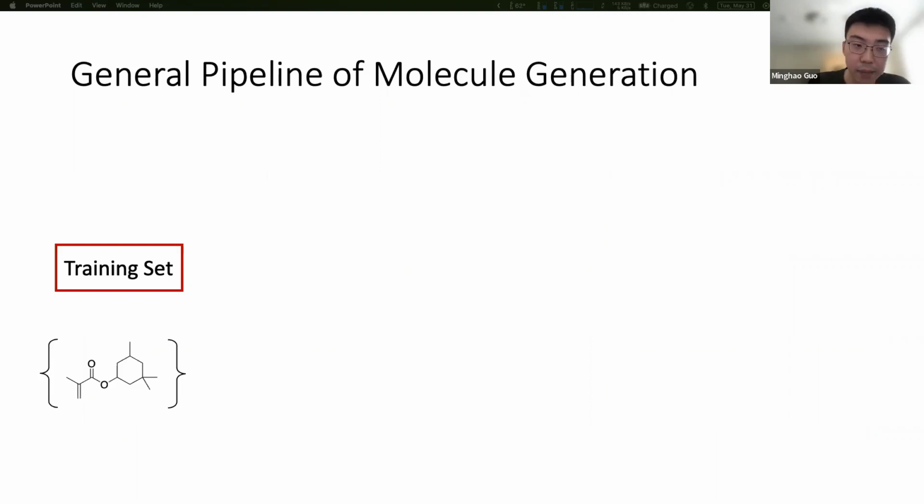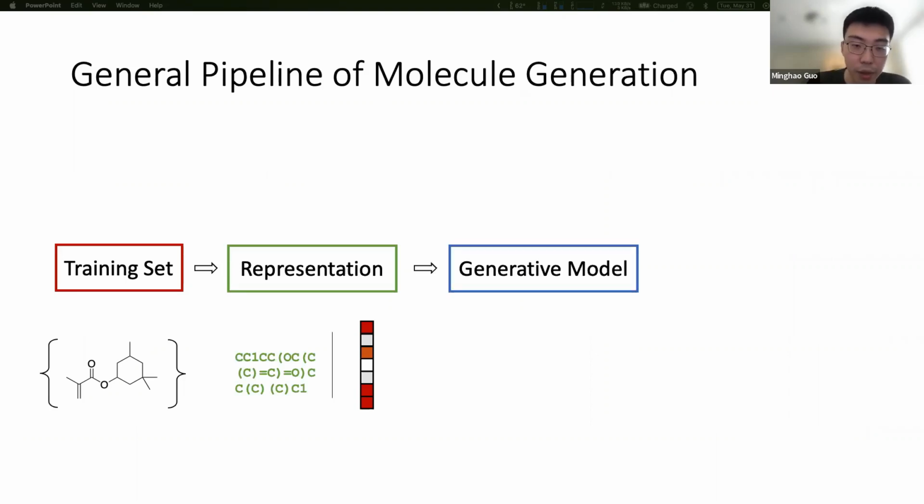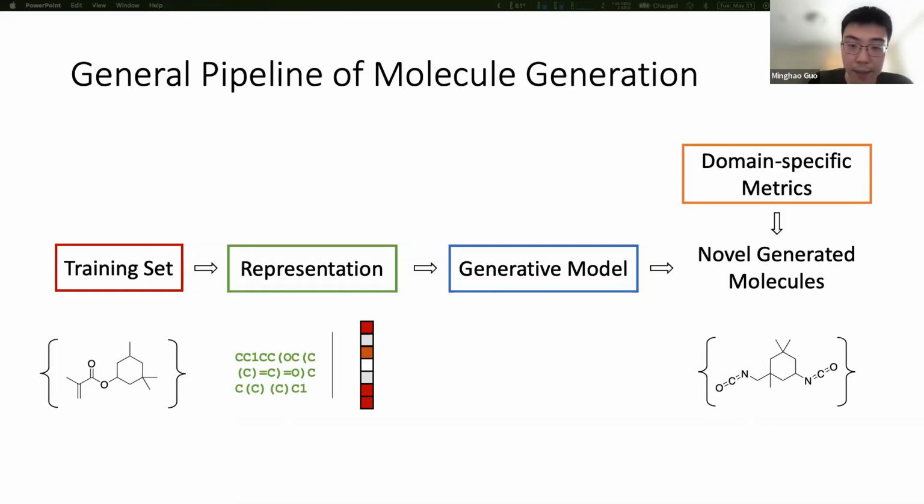Here we show the general pipeline, or the overall scheme, of molecule generation. The input is a training data set, and we first convert it to a representation and then train a generative model that can generate novel molecule structures. The generative model should be trained in a way that its generated samples can optimize some domain specific metrics we are concerned with, like the diversity and the synthesizability we just mentioned.